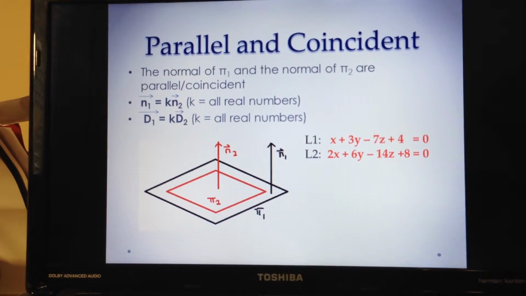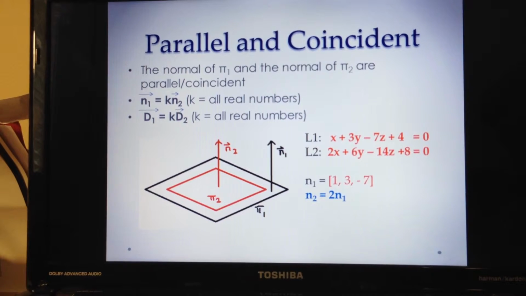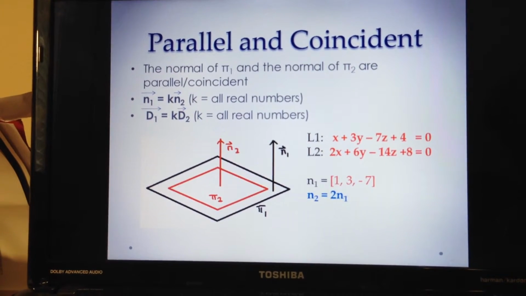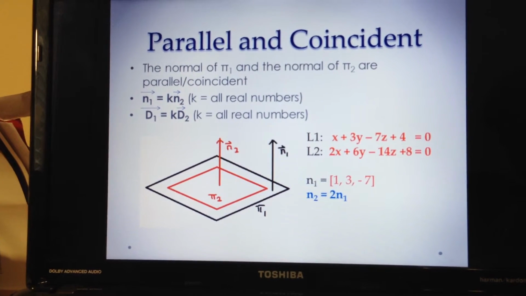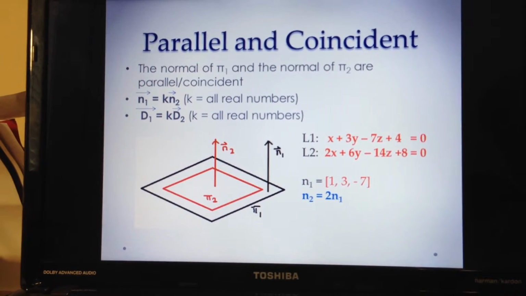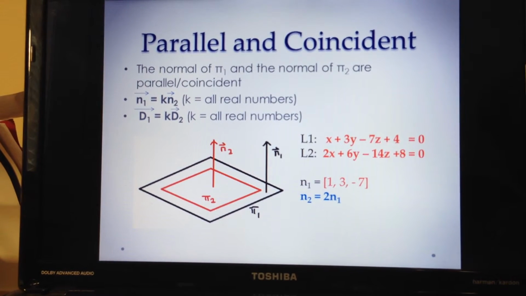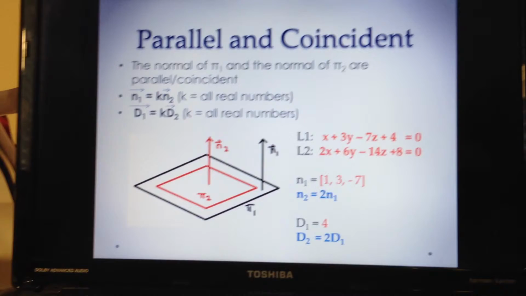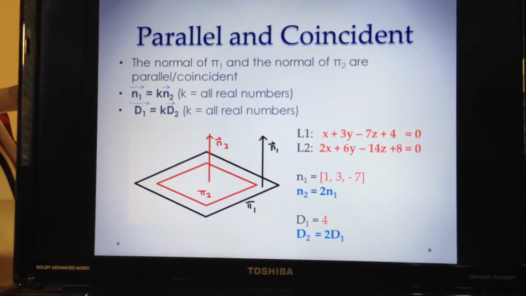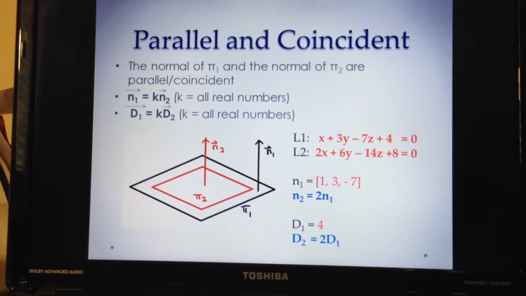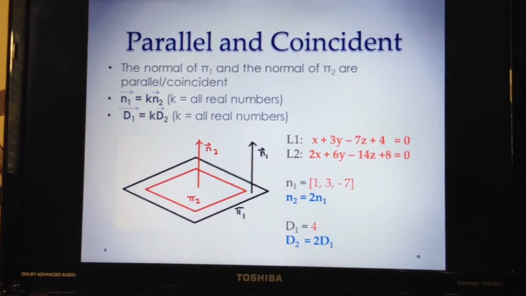Here's a quick example. There's line 1 and line 2. As you can see, the normal of line 1 is 1, 3, and negative 7, and n2 is a scalar multiple of n1. So when you multiply line 1's normal by 2, you would get line 2's normal. Same case with the d value. When you multiply d1, which is 4, by 2, you would get line 2's d value, which is 8. In this case, this would be parallel and coincident.